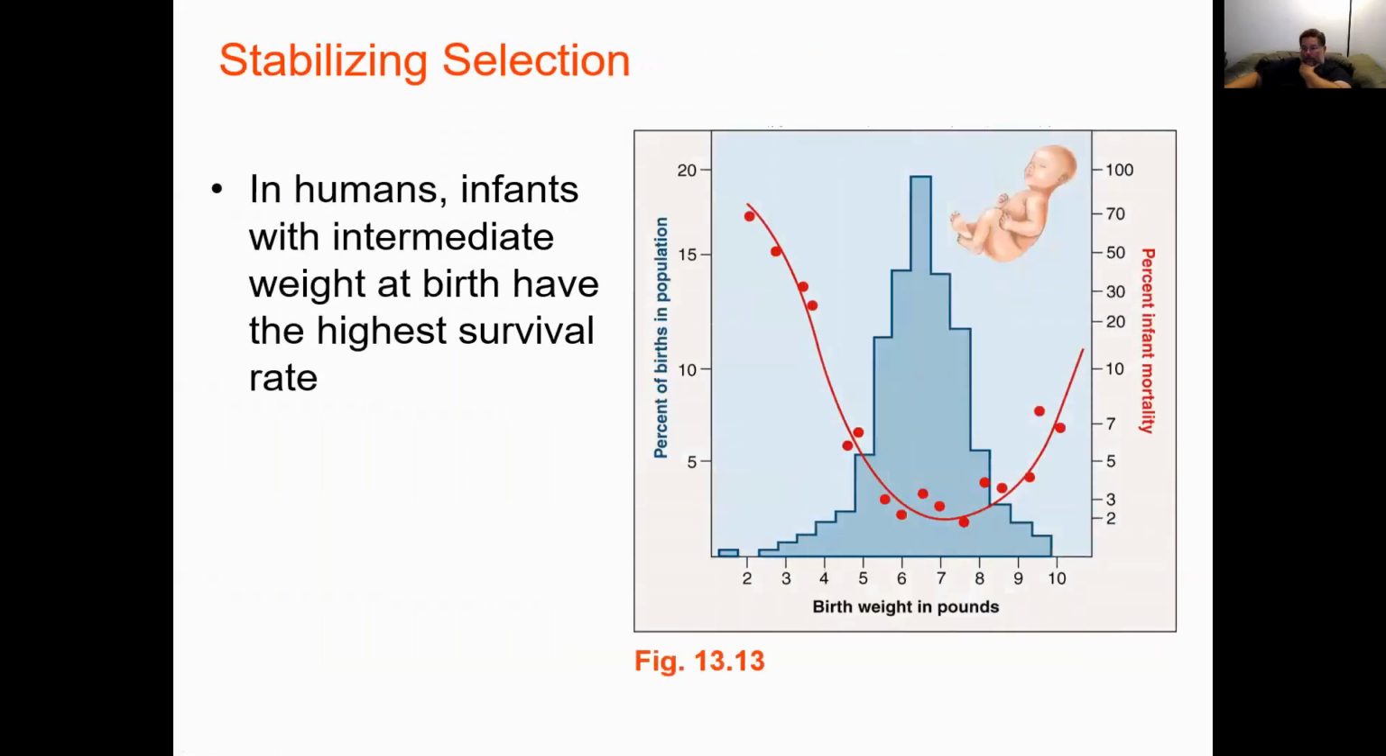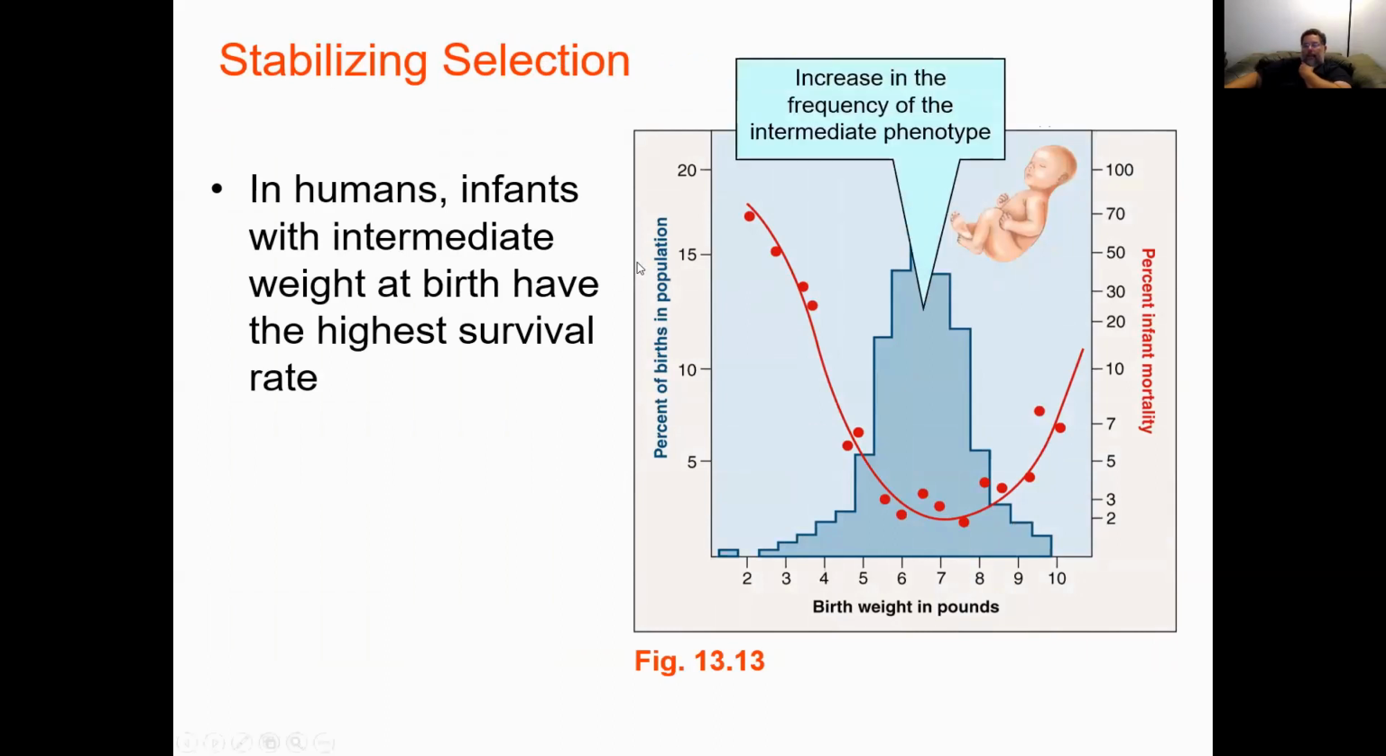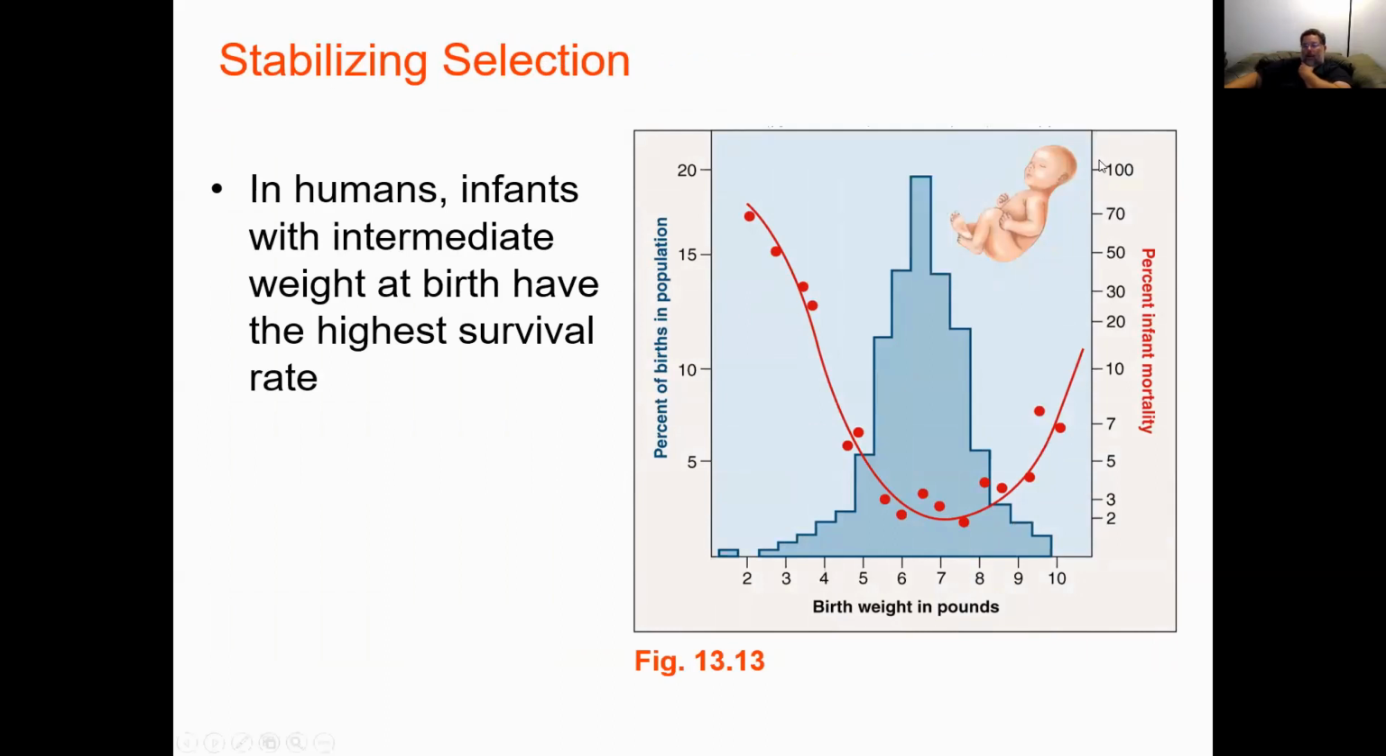This is in regards to humans, stabilizing selection. Stabilizing selection is based on baby weights. What is the average baby weight? Well, the average baby weight is around 6 or 7 pounds. And so a typical baby weighs around 6 or 7 pounds.